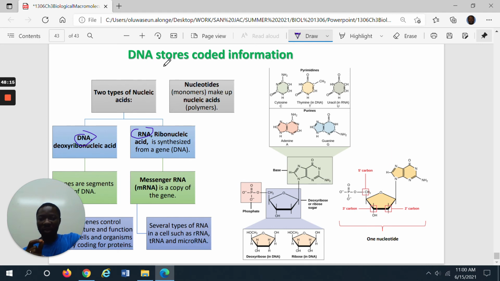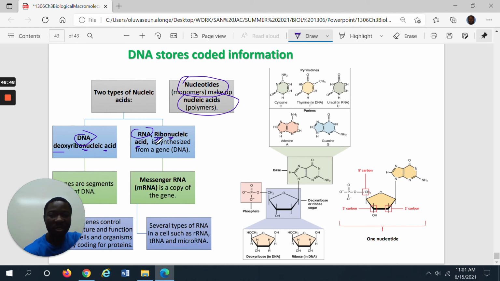The monomer for this is called a nucleotide. So two nucleotides are going to give you a dinucleotide, and it continues and gives you a nucleic acid, right? Now, DNA, the name is deoxyribonucleic acid. And RNA is ribonucleic acid.